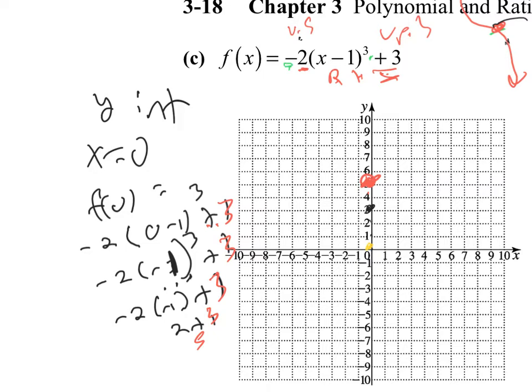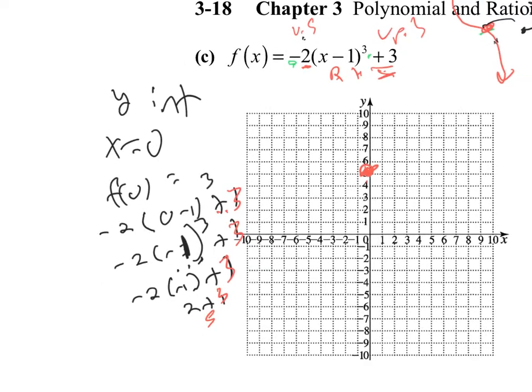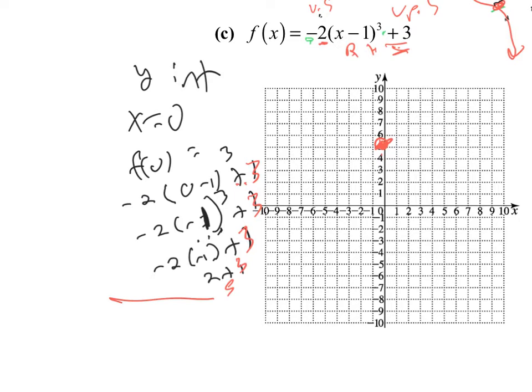Okay. What else do I find? Let me get rid of that. Oh, that won't let me. Okay. So I got 0, 5. Now I need my x-intercept. How do I do that? I let y be equal to 0. That's my x-intercept. So 0 is equal to negative 2 times (x minus 1) cubed plus 3.